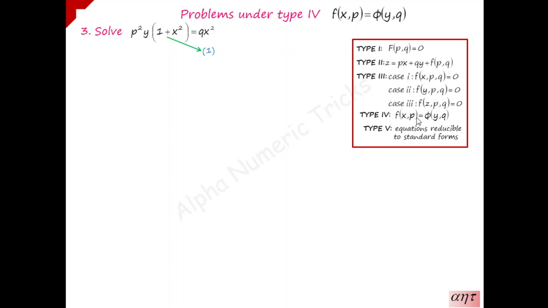That is, f of x comma p is equal to phi of y comma q type of problems. And here we have to find the solution for this type of problem. The problem is asked to solve, so we have to find the complete integral, singular integral and general integral.